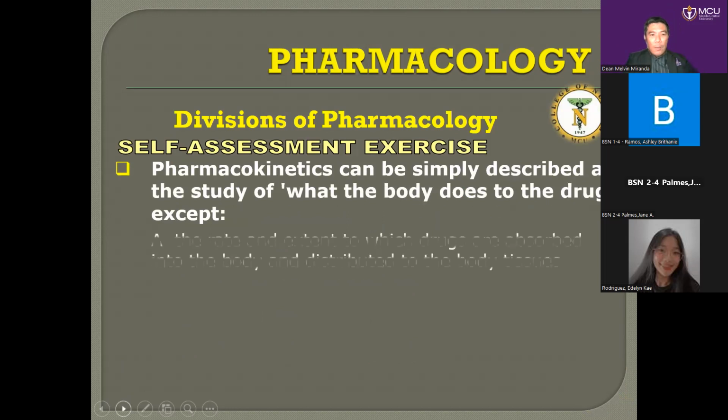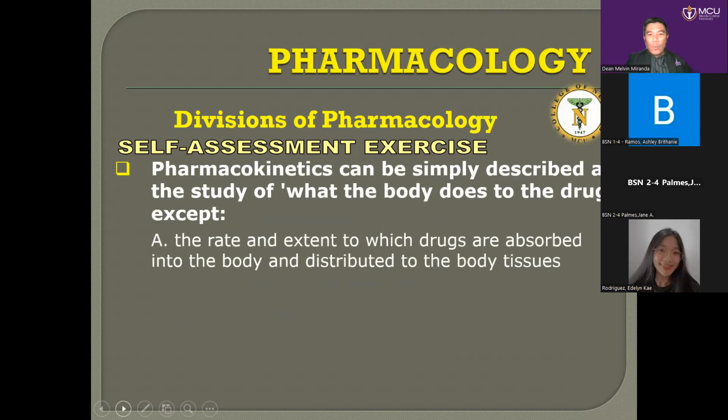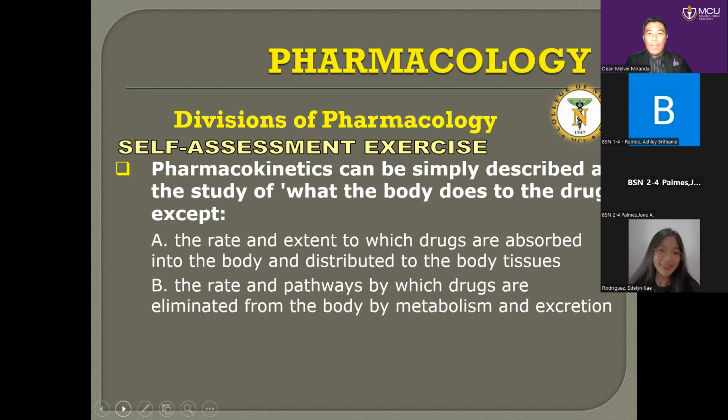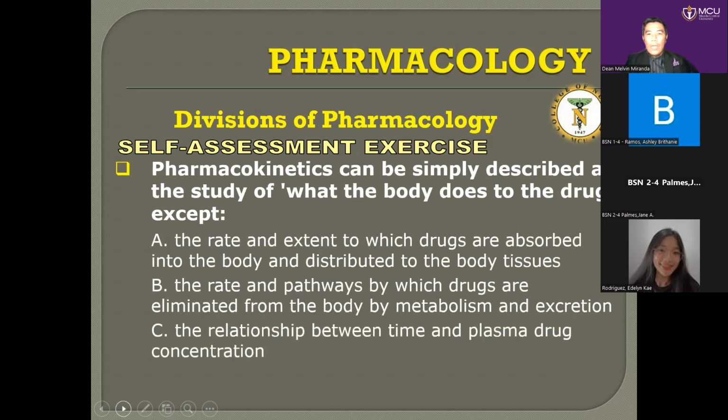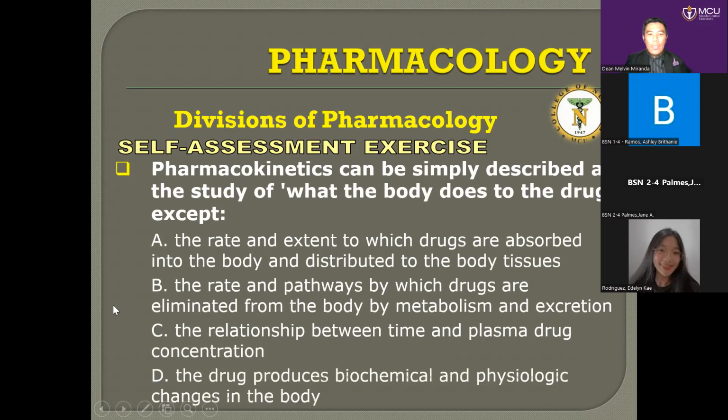The choices are, we have A, the rate and extent to which drugs are absorbed into the body and distributed to the tissues. B, the rate and pathways by which drugs are eliminated from the body by metabolism and excretion. Letter C, the relationship between the time and plasma drug concentration. And letter D, the drug produces biochemical and physiologic changes in the body. You can now type in your responses and answers in the chat box. What we're looking at is except, meaning statements that may not describe pharmacokinetics.